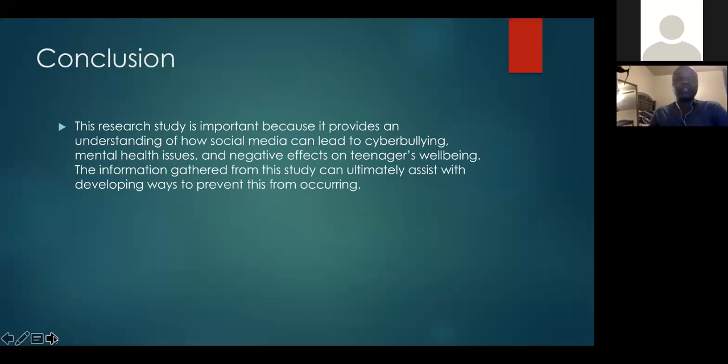This research study is important because it provides an understanding of how social media can lead to our three aims, which are cyberbullying, mental health issues, and negative effects on teenagers' well-beings. The information gathered from this study can ultimately assist with developing ways to prevent them from occurring.